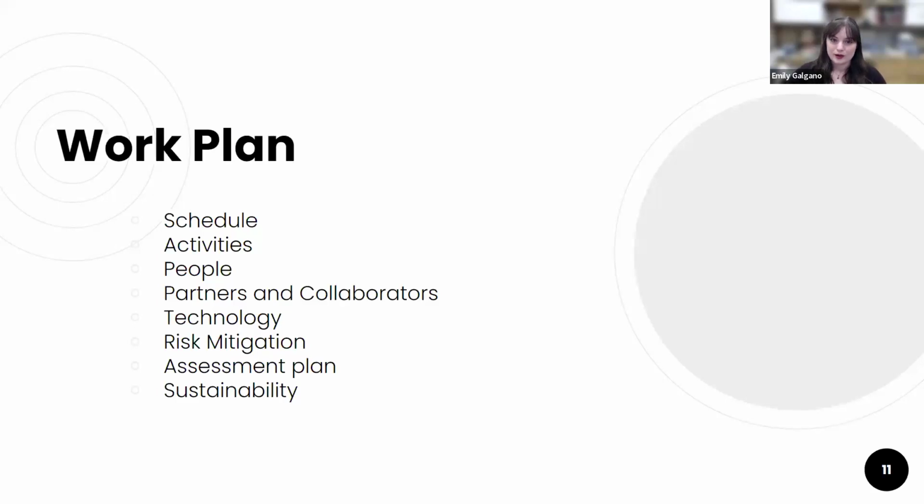We also want to think about your work plan. This is going to be spelling out step by step what the project is and how it will be achieved. We'll be talking a lot about all of these different things in more detail throughout the session today, but that's going to include things like your schedule or your timeline, the activities that are going to be actually physically done by your staff, you or a vendor, the people that are going to be involved at your institution, the partners and collaborators outside of your institution, the technology that you'll be using, risk mitigation, how you're going to assess the materials afterwards or assess your project, and the sustainability of your project.